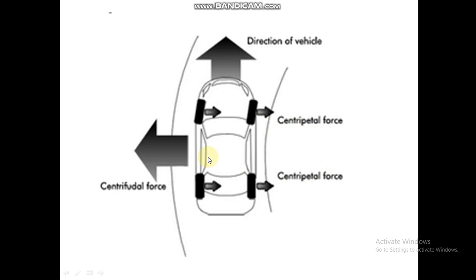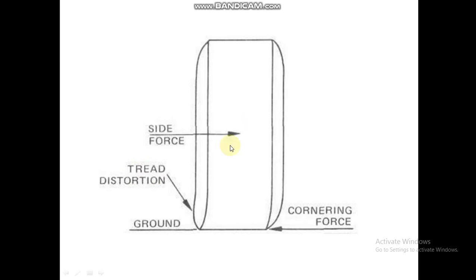So how is this centrifugal force balanced? Let's see this diagram. For example, due to centrifugal force, the vehicle is acted upon by a side force which is acting in the right direction, and this side force is balanced by a cornering force. So the cornering force is the reaction to the side force. Means if the side force acts on the right side, then the cornering force will act towards the left, and this cornering force is going to balance the side force.